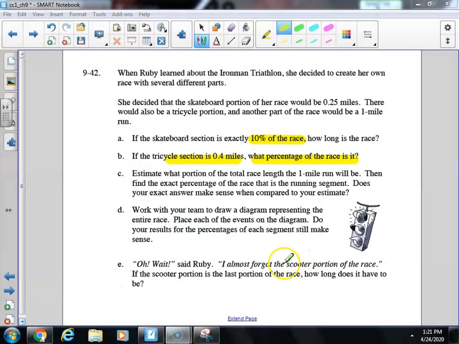Question C says, estimate what portion of the total race length the 1 mile run will be. So we've already talked about skateboarding, letter A. We talked about tricycle in letter B. So we want to know, estimating, the portion of the race that the 1 mile run will be. Then find the exact percentage of the race that is the running segment. Does your answer make sense when compared to your estimate? So again, go ahead and pause the video. Use what you guys know about percentages and how to write equations to solve that, and how to set up portions or ratios to see if you guys can estimate and find the exact number of the running part.